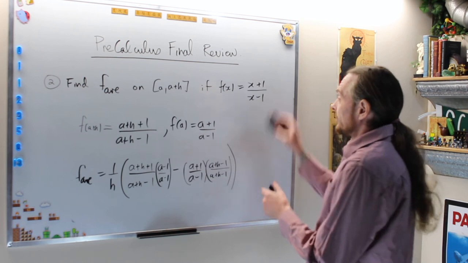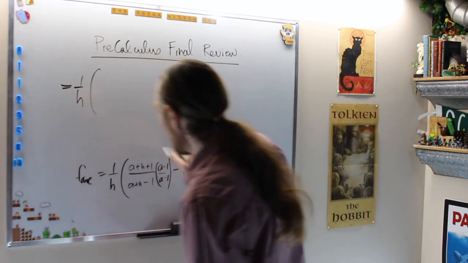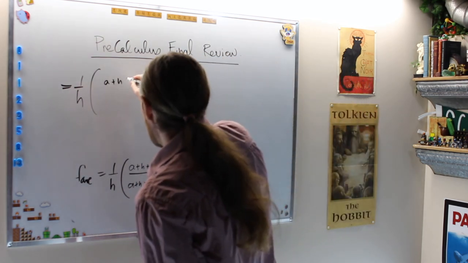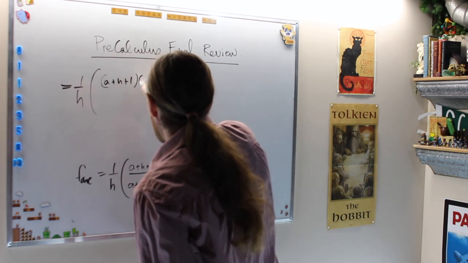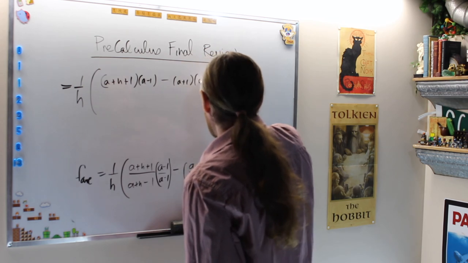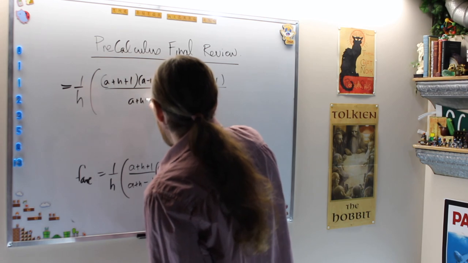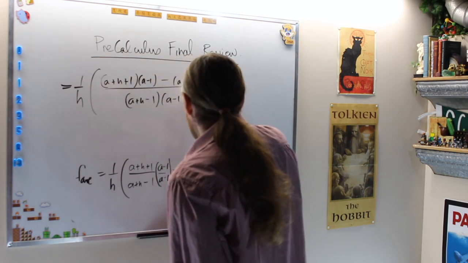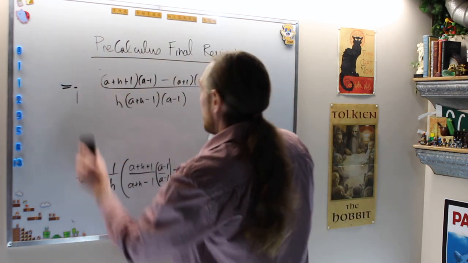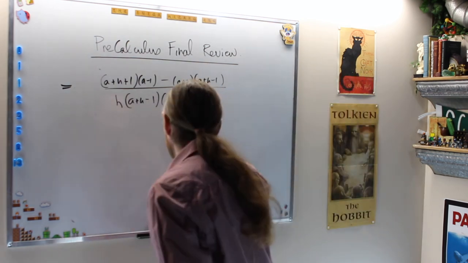Let's do that. This becomes, now that I can simplify, I'm going to write that as equals 1 over H. I'm going to leave the H on the outside still. On the top, I have a plus h plus 1, a minus 1, minus a plus 1, a plus h minus 1, all over a plus h minus 1 times a minus 1. We can put the h in here like this. This is what we have. This equals this, f average.